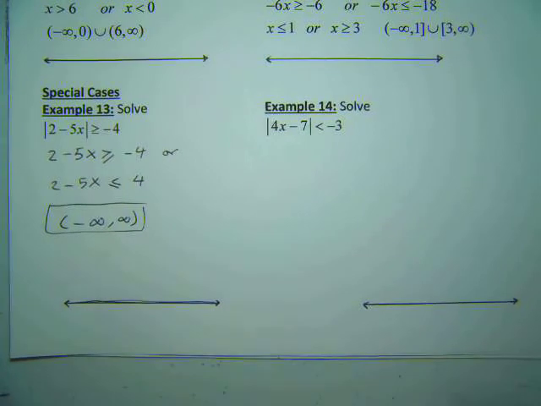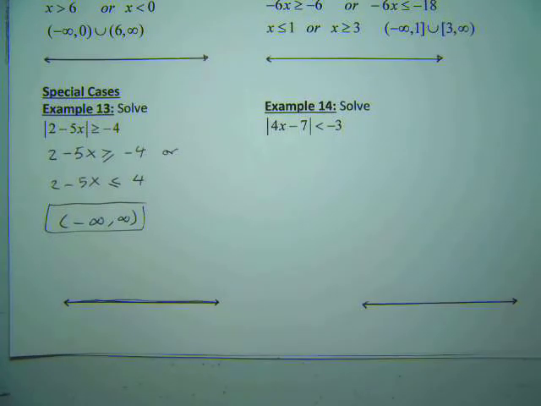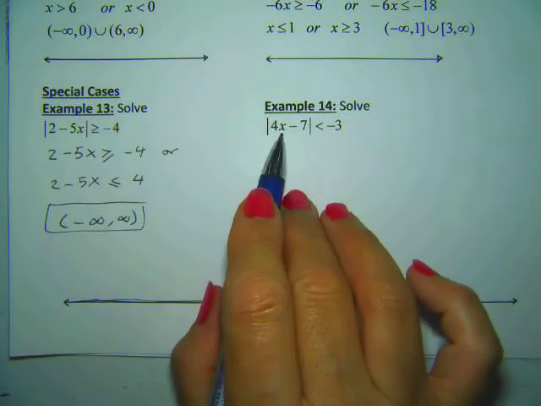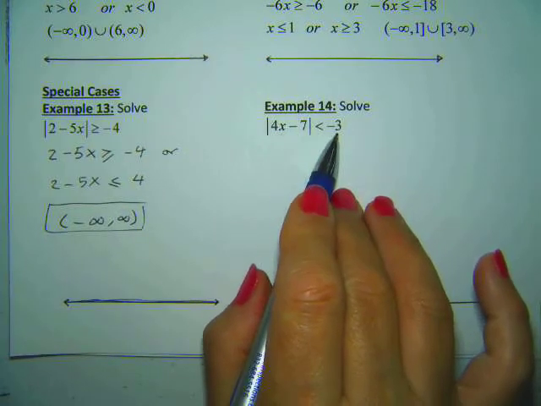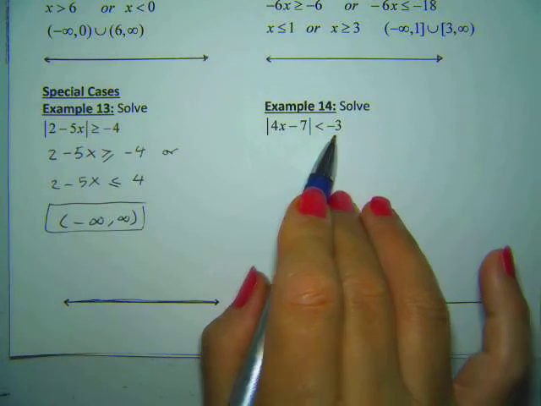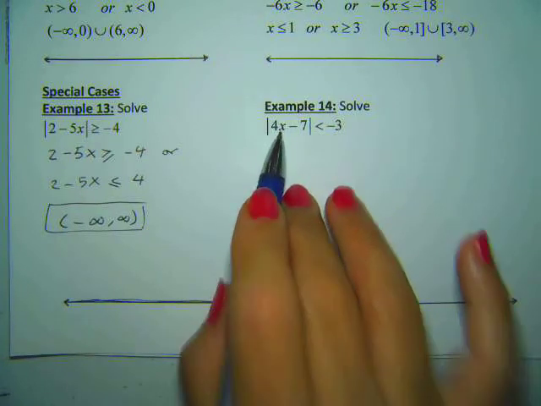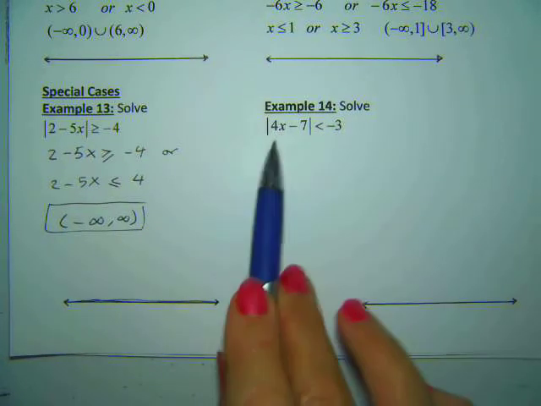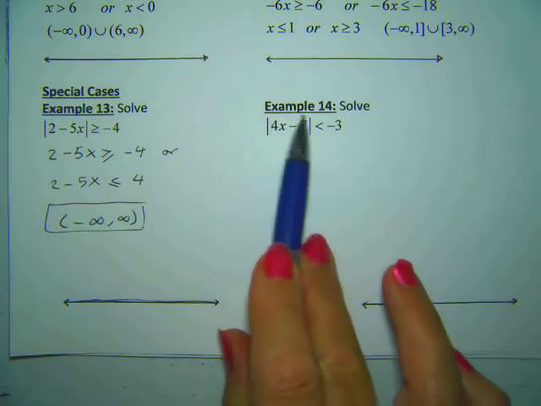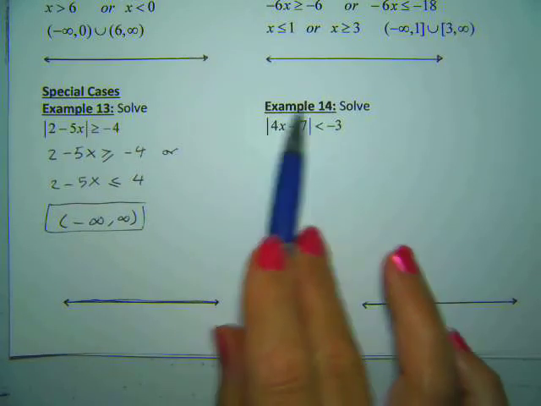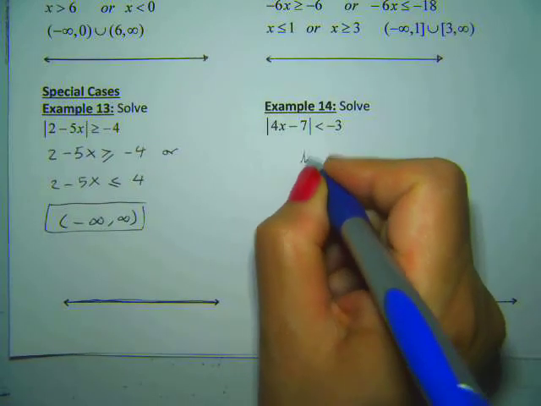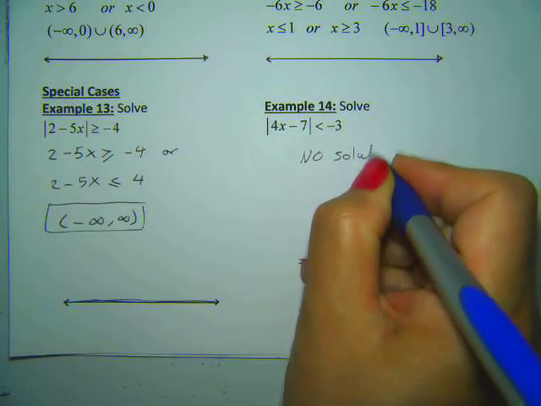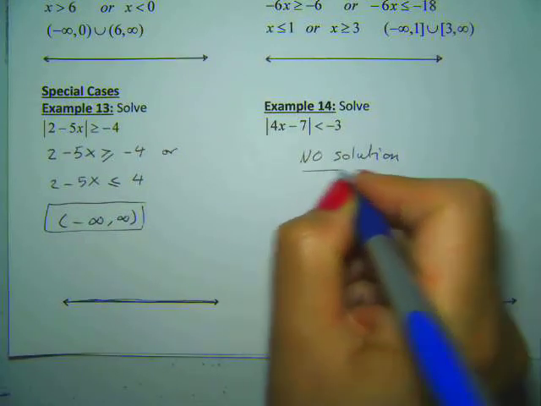So that's a special case. How about this one? The absolute value of 4x minus 7 is less than negative 3. Less than negative 3 is a negative number. Does it matter what x is? Absolutely not, because no matter what, you're going to get something positive here, and the positive is never going to be less than negative 3. So there is no solution. So be careful with these two cases.